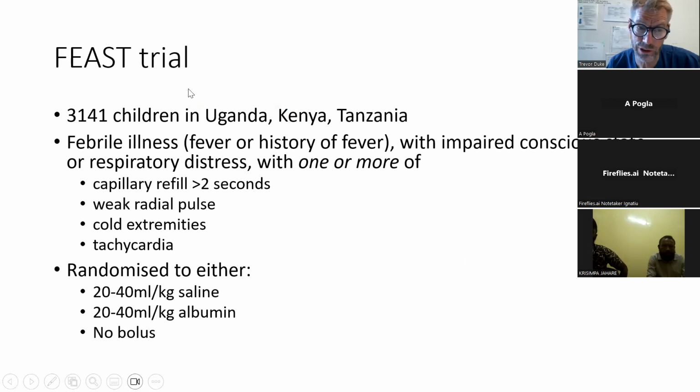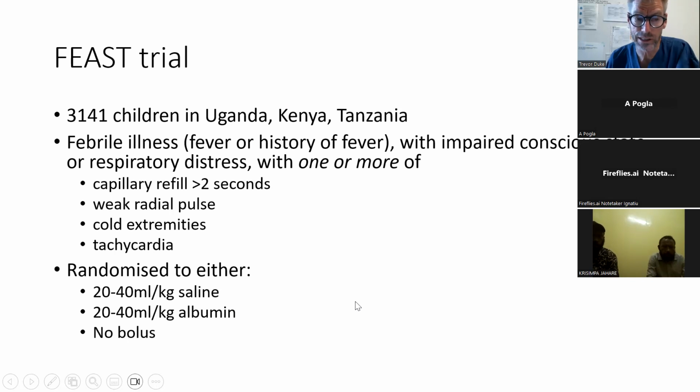There were 3,000 children enrolled in this study in Uganda and Kenya and Tanzania. They all had a febrile illness, and they all had one or more signs. They didn't need to have all the signs, they only needed to have one sign. And they were randomized to either getting a bolus of fluid with saline or albumin, which is a protein that comes in saline, or to getting no bolus.